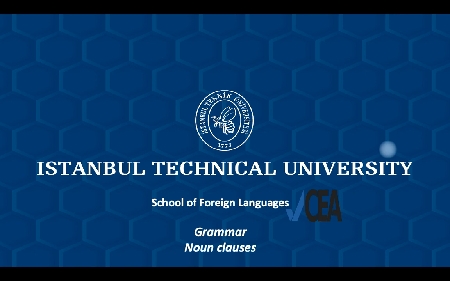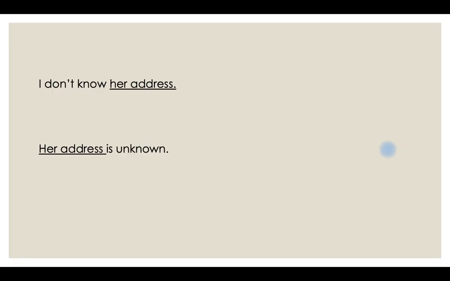And the topic of our video today is noun clauses. So let's get started with a few examples of noun clauses first. Look at these two sentences. I don't know her address. Adresini bilmiyorum. Her address is unknown, right? Adresi belli değil. Now, how do we make noun clauses out of these sentences?